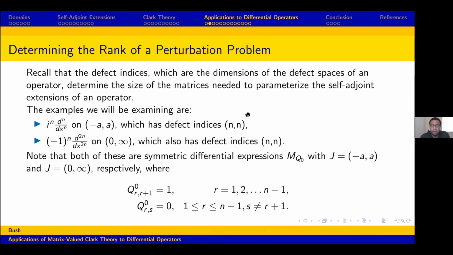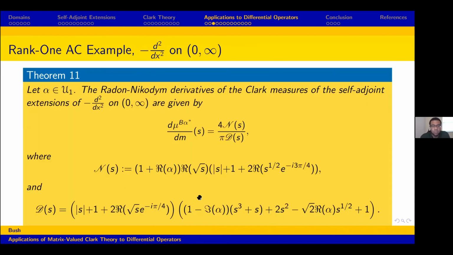So in other words, they're going to have an n by n unitary parameterizing its self-adjoint extensions. And note that these are in fact symmetric differential expressions with different underlying intervals, and this for a coefficient function matrix, which in this case is just going to be constants. But remember, a priori, this matrix could be full of functions. I'm just kind of showing you a simple example here. And I say simple, then I flip to a slide that looks like this, right?